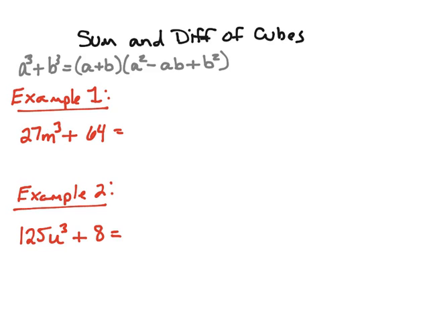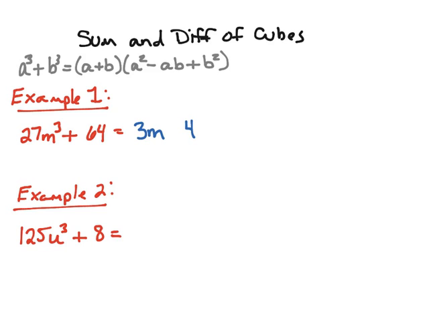First thing we're going to do is take the cube root of each of our terms. So we're going to take the cube root of 27. Cube root of 27 would be 3, and that's because 3 times 3 times 3 would give us 27. We're also going to take the cube root of m to the third, which would be m. Again, that's because m times m times m would give us m to the third. Now we're going to take the cube root of 64, and the cube root of 64 is 4. Again, that's because 4 times 4 times 4 is 64.